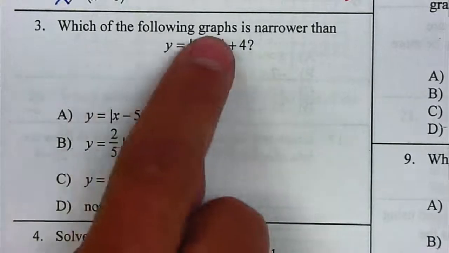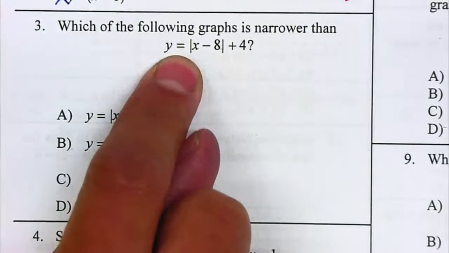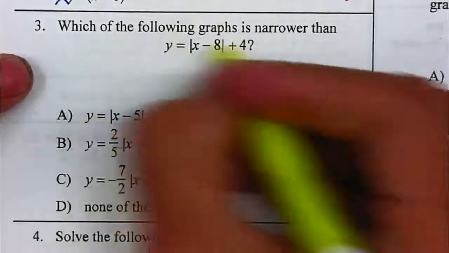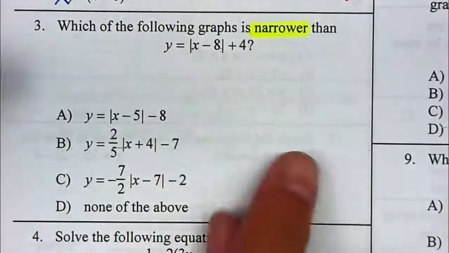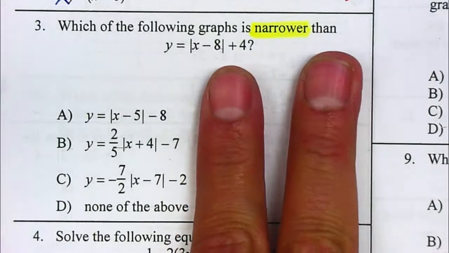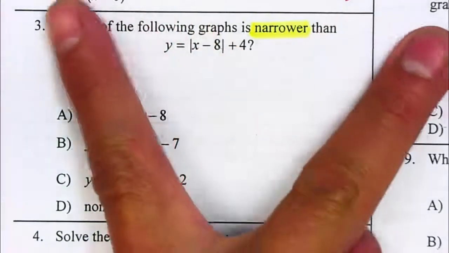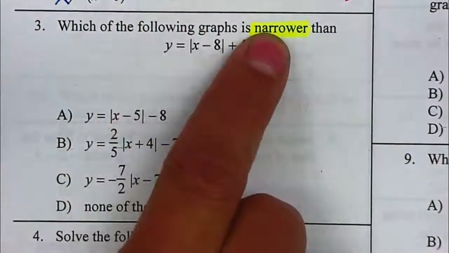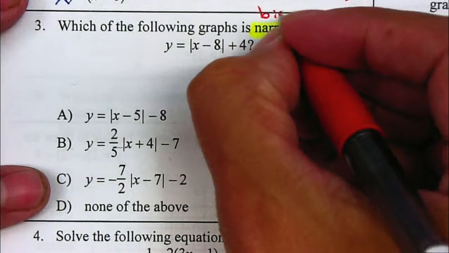Which of the following graphs is narrower than this graph right here? So they give you an equation which represents a graph, and it's asking you which one's narrower. Now remember that whenever the graph is narrower, the values will get bigger. Whenever the graph is wider, the values will get smaller. So in this case, it's narrower, so we are going to be looking for a bigger number.